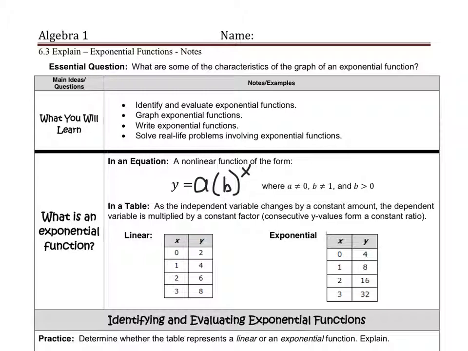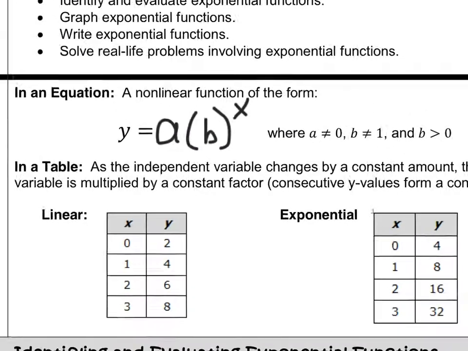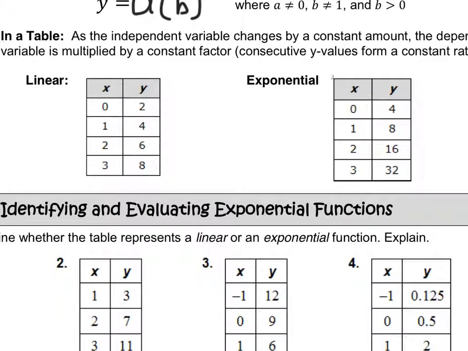So let's look at the difference in two tables. One is linear, like we've been working on, and the other is exponential. So when we're looking at this linear table, going from 2 to 4 in the y column, we're adding 2. The reason we know this table is linear is because we're adding the same amount to it every time. It has the same addition every single time. It's a constant rate of change. That's what we mean by linear.